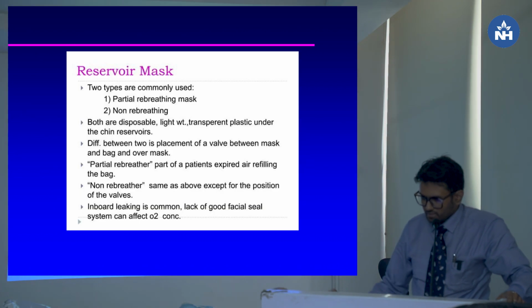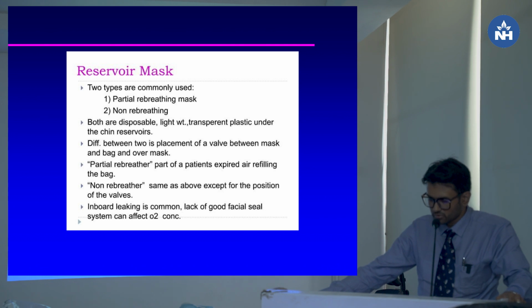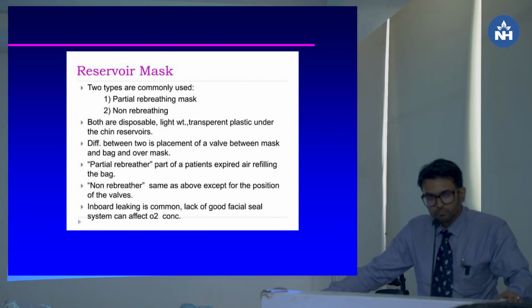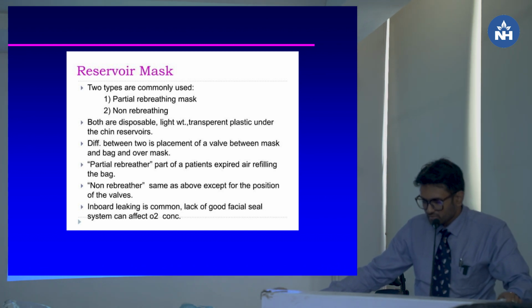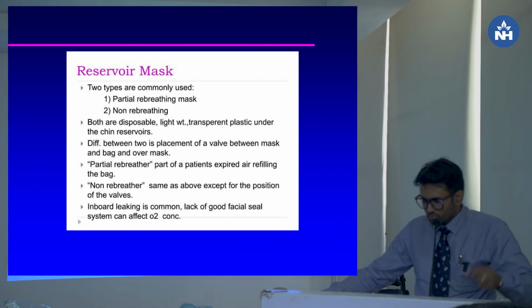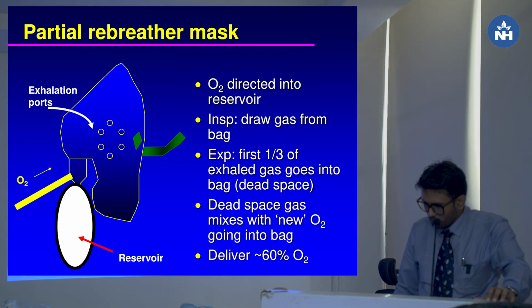Next is the reservoir mask. There are two types: one is partial rebreathing and one is non-rebreathing. Both are disposable, lightweight, transparent plastic. The difference is the placement of the valve between the mask and the bag. In the partial rebreather, part of the patient's expired air refills the bag, so some of the air gets into the reservoir bag. This is the partial rebreathing mask.